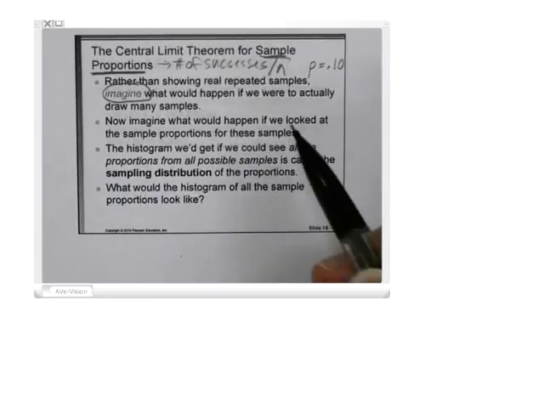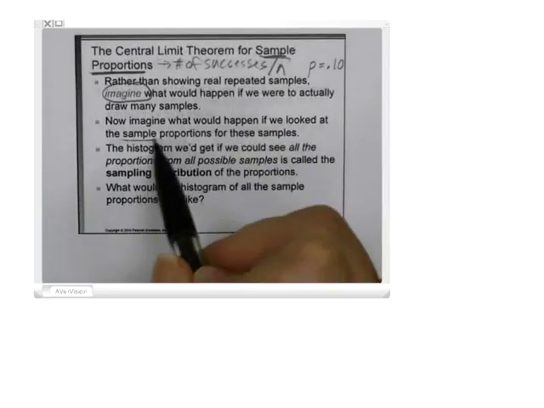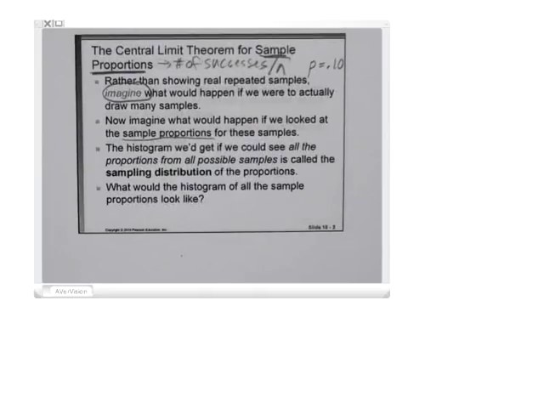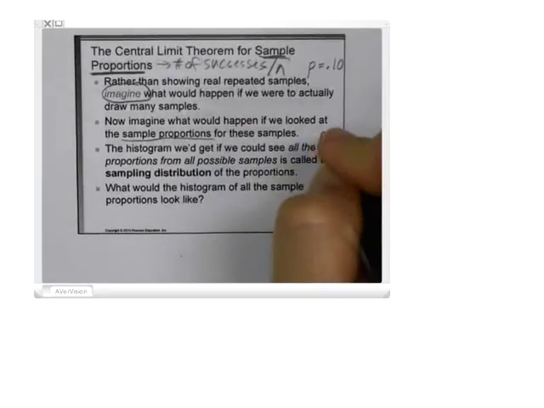Now, imagine what would happen if we looked at sample proportions for all these samples. So imagine you could actually draw every possible sample of a set size. It's impossible to truly do, but we can simulate it using computers. So that's where this is leading, and I can show you that simulation. But if you can imagine picking every single small bag of M&Ms in the world, opening them up and measuring all of the sample proportions of red, those would all be a bunch of p-hats.